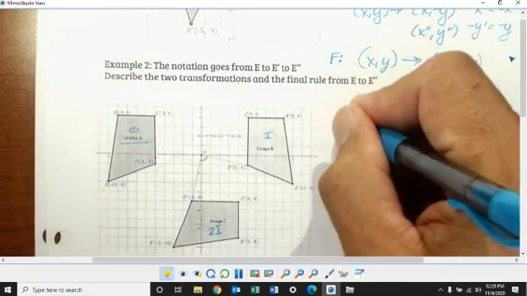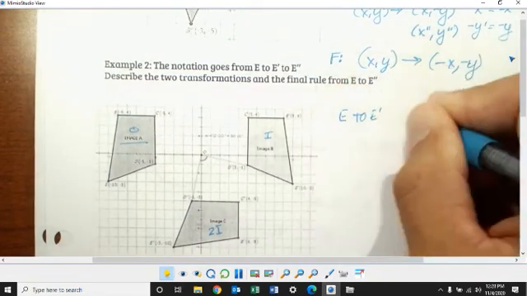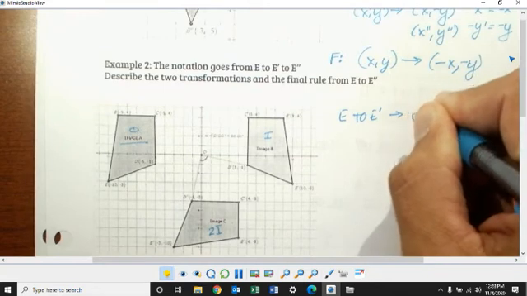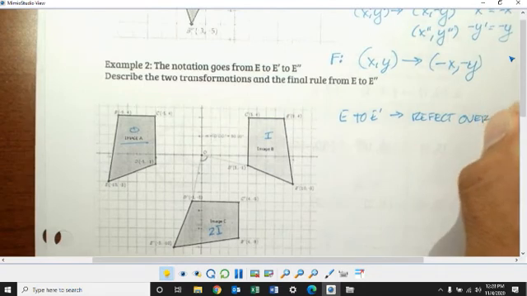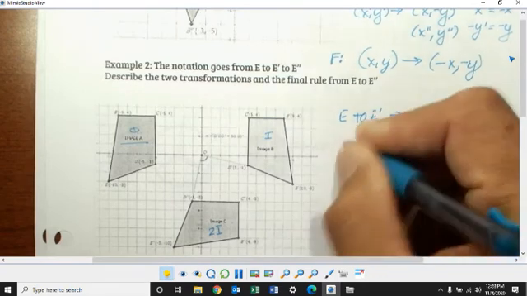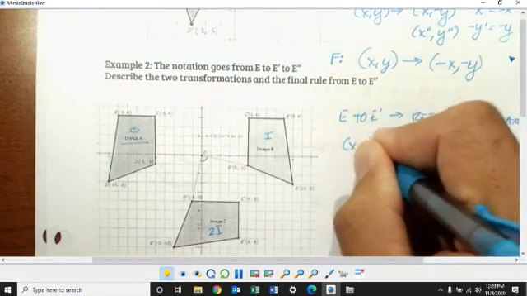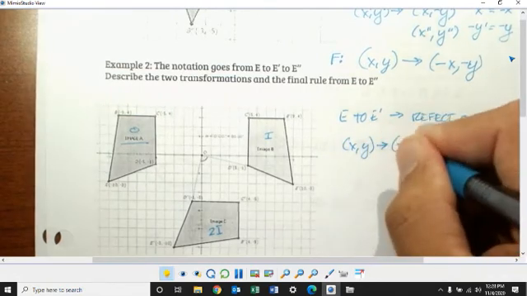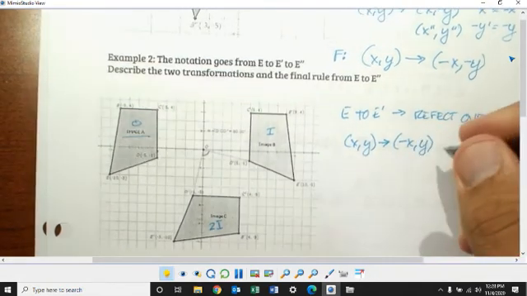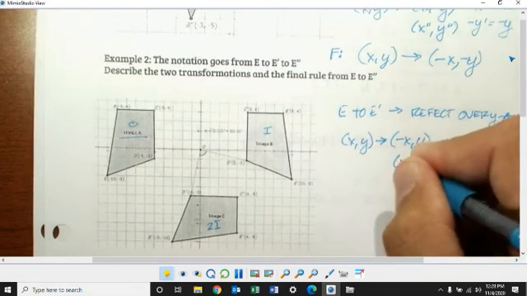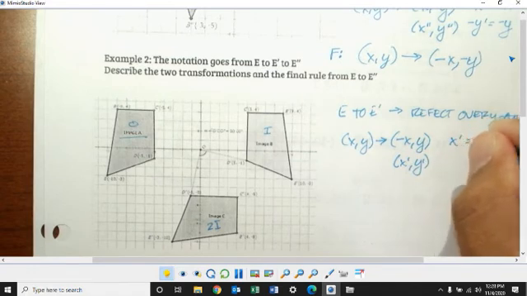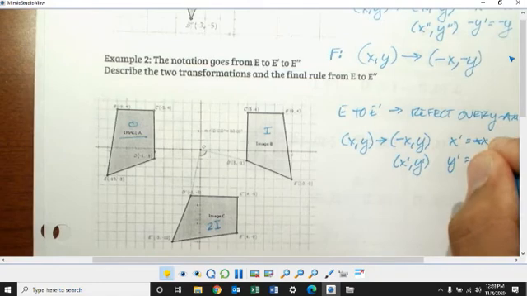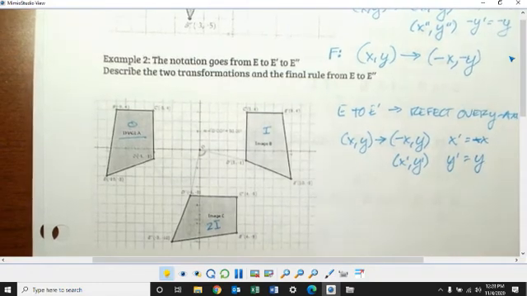So from E to E prime, this is just a reflection over the y-axis. So we know that rule: x, y is going to be minus x comma y. Again, this is our x prime, y prime, our new set of coordinates. x prime is equal to negative x, and y prime is equal to y. So that's our first rule.